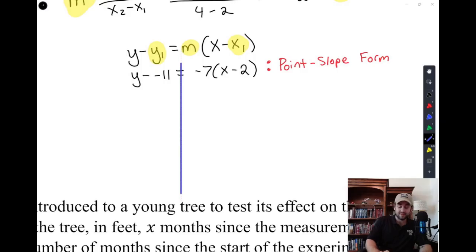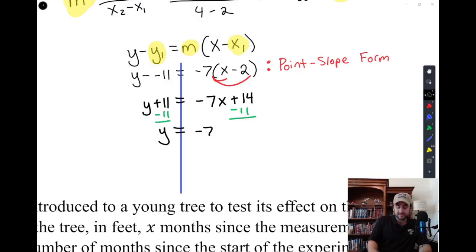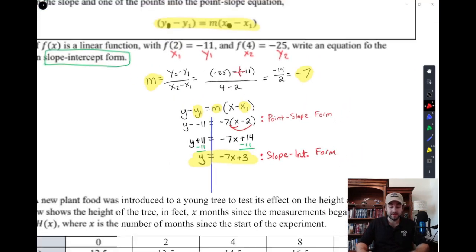So that's going to be a lot like chapter 2, where we draw a line and we just move everything till y is by itself. So on this side, I'm going to reduce y minus negative 11 to y plus 11 equals, and then we're going to use the distributive property here to say negative 7x plus 14, which means y equals, move the 11 over, minus 11 minus 11. So y is equal to negative 7x plus 3. And that is what they actually asked us for, which is an equation in slope intercept form.